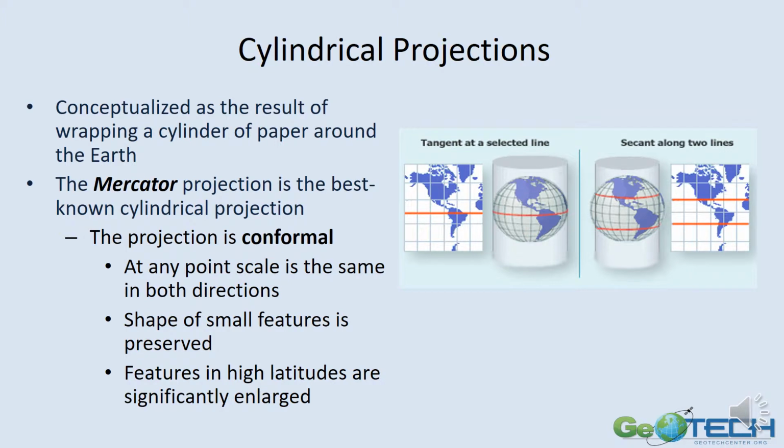Cylindrical projections: you think about wrapping paper around the Earth as a cylinder. The Mercator projection is the best known cylindrical projection, and it is conformal. At any point the scale is the same in both directions. Shapes of small features are not distorted, but areas of high latitudes are significantly enlarged.